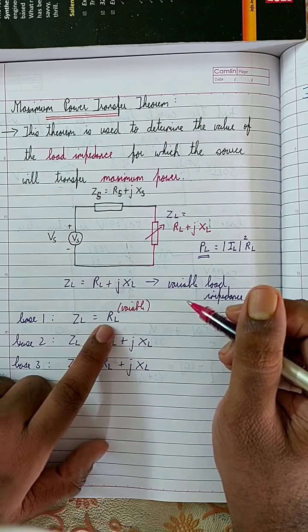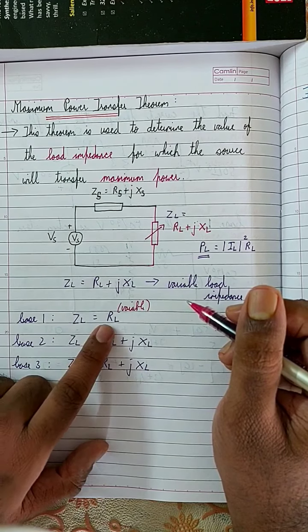And this is important. This is the variable impedance, and in case 1, this is nothing but a variable resistor. It can either be a rheostat or a potentiometer. And what you're going to do is find the equation of power from this circuit. And we all know what the equation of power is, right?